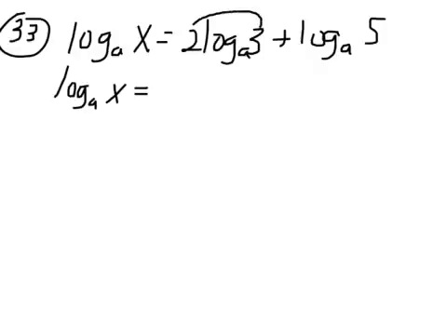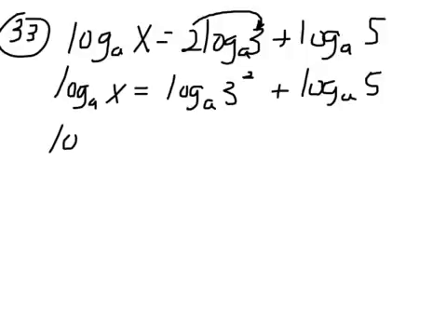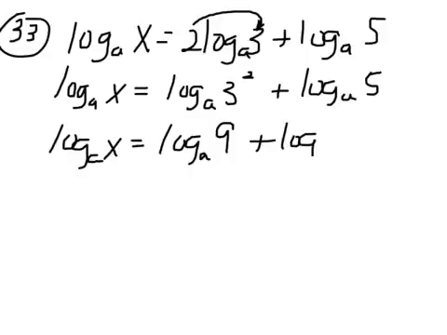If I'm going to condense this, we know the 2 is an exponent on the 3, so let me rewrite that as log a 3 squared, and I'll just put plus log a 5. Now, 3 squared was actually just 9, so let's write it as log a 9 plus log a 5. Now that I've got it like that, I'm trying to find out what x is.